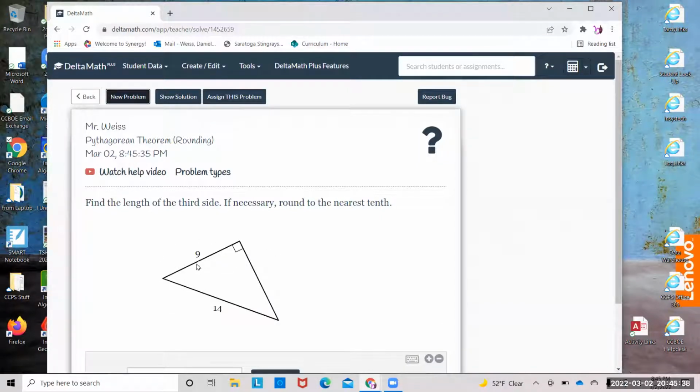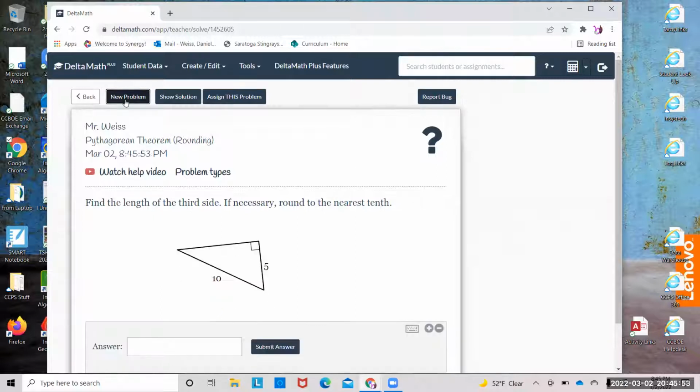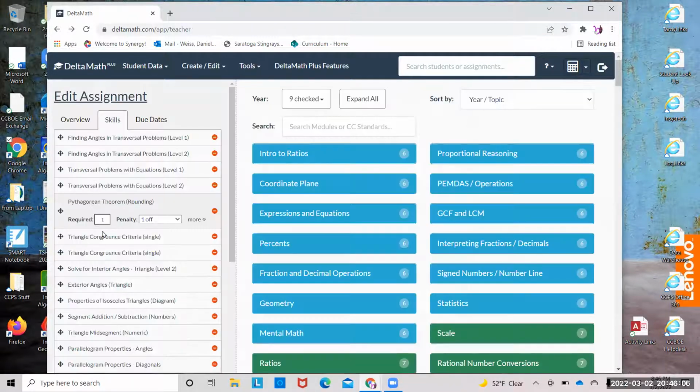Here, since you have the hypotenuse, you got to do 14 squared minus 9 squared equals this squared. Okay, take the square root, right? Okay, 10 squared minus 5 squared equals this squared. It says to the nearest tenth, so it's going to be some decimal. You do to the nearest tenth. Next.